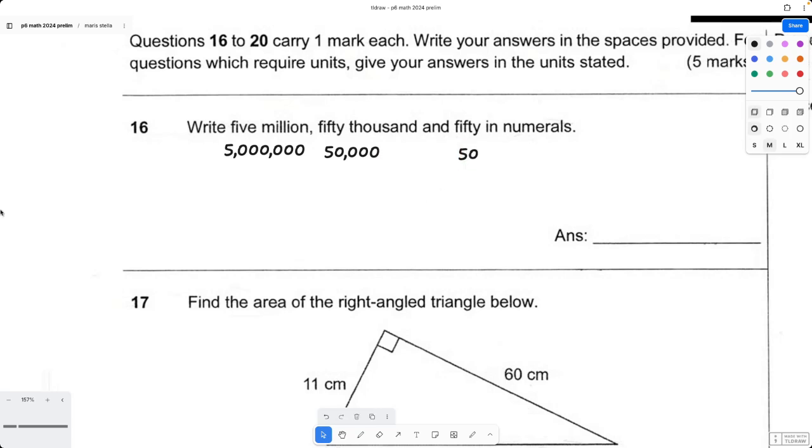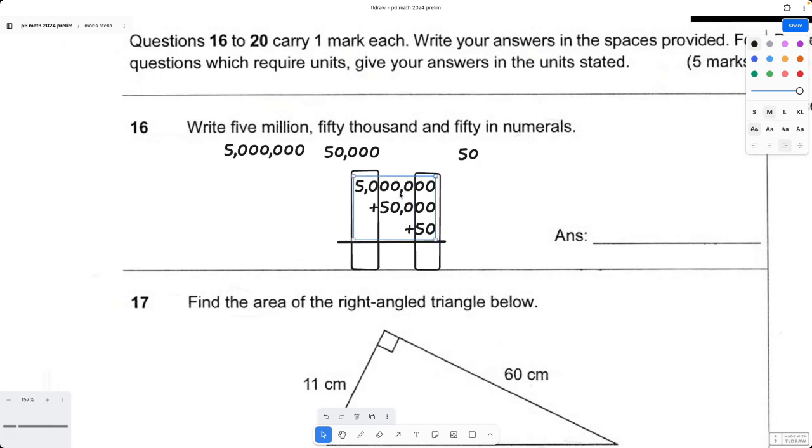So I'm going to draw the workings. It looks something like this. I draw a rectangle so it's easier to see. So this will be 5, 0. And then it will be 50,000 like this, right? And then lastly, we have 50 like this. Let me just put a comma so it's easier to see. So the answer is this, 5 million, not 50 million, 5 million, correct? 50,000 and 50 like this.